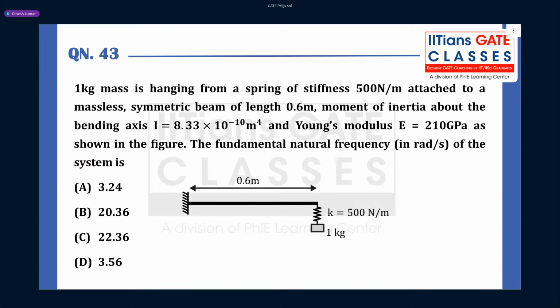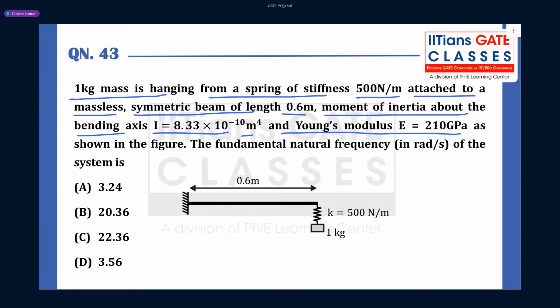What does it say? Read the question. A 1 kg mass is hanging from a spring of stiffness 500 Newton per meter attached to a massless symmetric beam of length 0.6 meter. Moment of inertia about the bending axis I is given as 8.33 into 10 to the power minus 10 meter power 4, and Young's modulus E is 210 gigapascal, as shown in the figure. The fundamental natural frequency in radian per second of the system is.